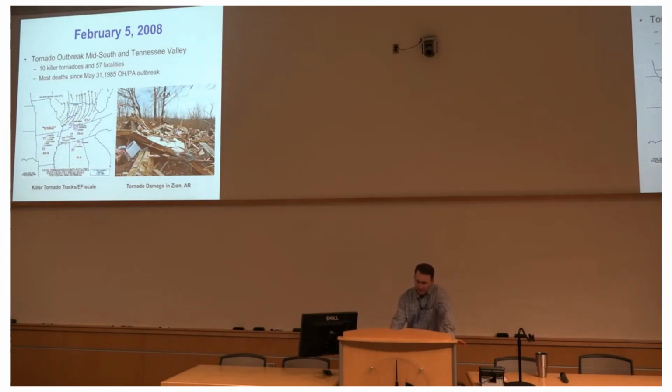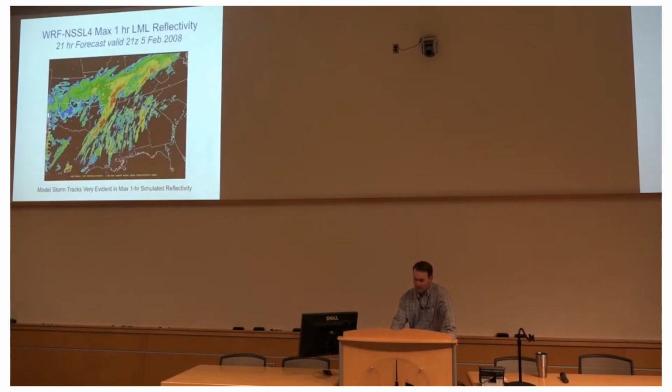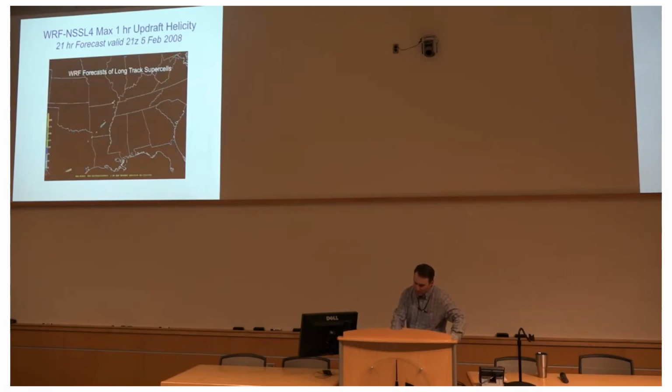These are just some examples of the February 5th, 2008 tornadic outbreak, just to show some of the hourly max fields and what they look like. So you can see the path of the storms. It's not surprising what it looks like there. I think what's more useful is updraft helicity hourly tracks. So rather than just a speckle at the top of the hour, you're getting the path of the supercell over the past hour.